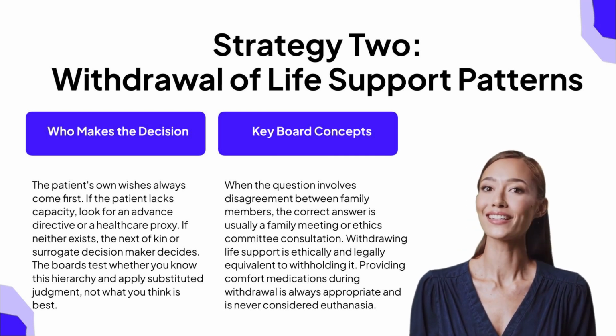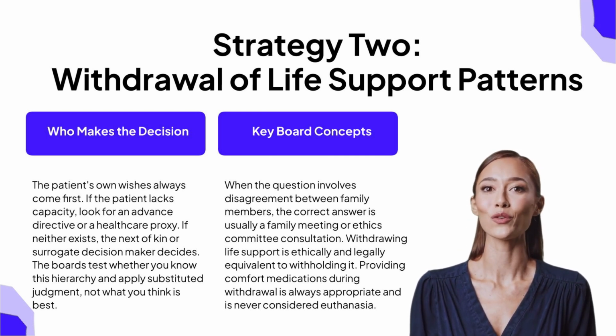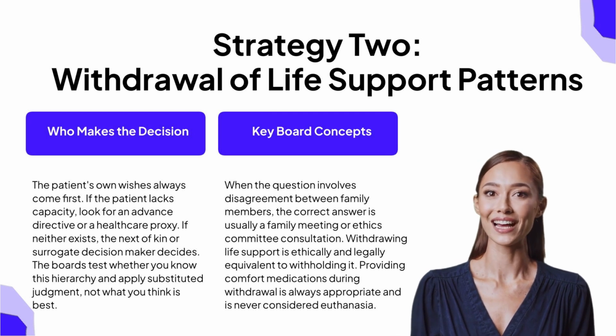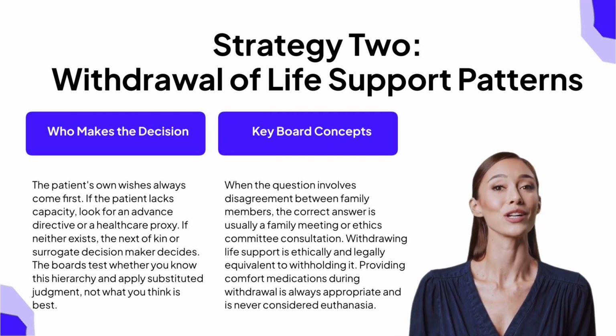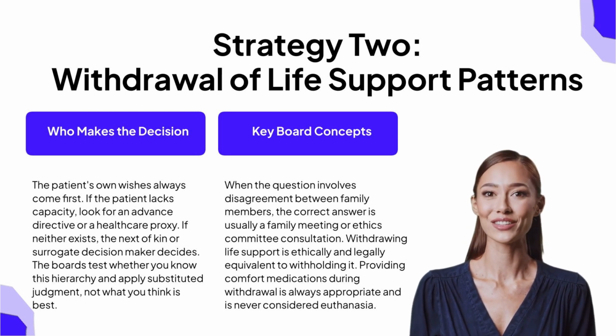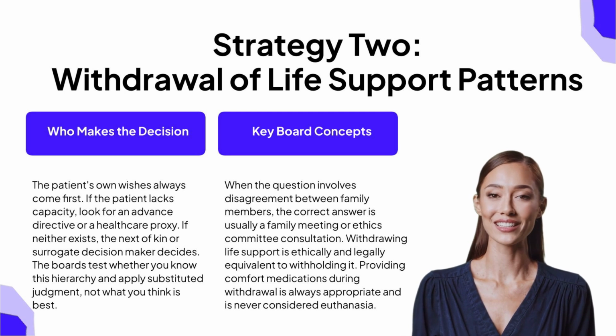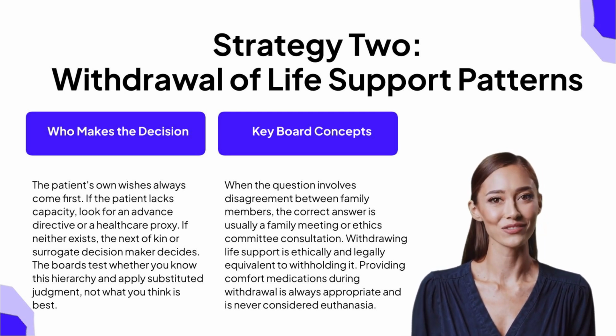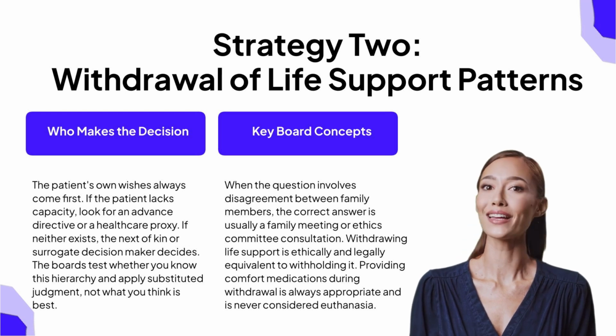Strategy 2 is about withdrawal of life support patterns. First, who makes the decision? The patient's own wishes always come first. If the patient lacks capacity, look for an advance directive or a healthcare proxy. If neither exists, the next of kin or surrogate decision-maker decides. The boards test whether you know this hierarchy and apply substituted judgment, not what you think is best.